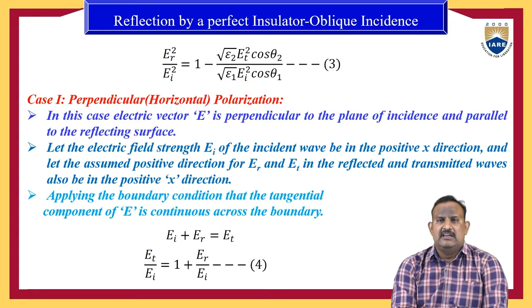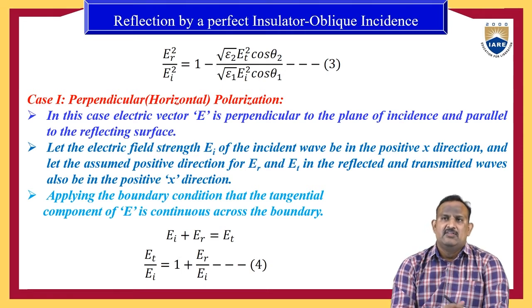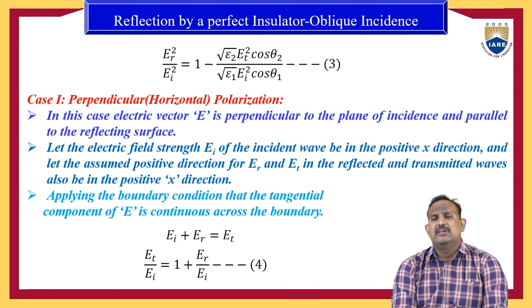In this case, the electric vector E is perpendicular to the plane of incidence and parallel to the reflecting surface. So let the electric field strength EI of the incident wave be in the positive x direction, and let the assumed positive directions for ER and ET in the reflected and transmitted waves also be positive. All are assumed in the positive directions only.